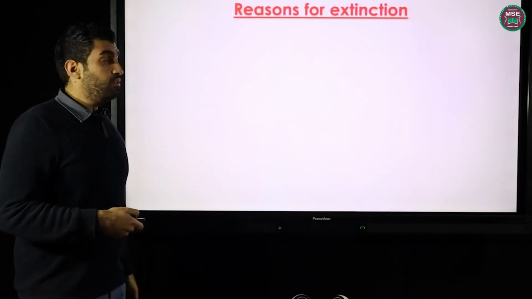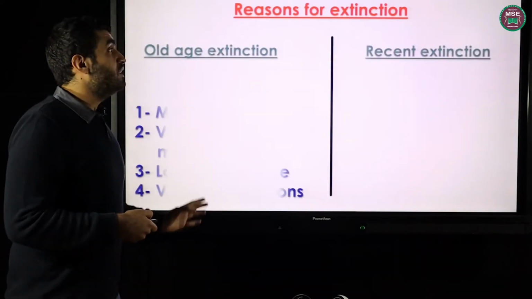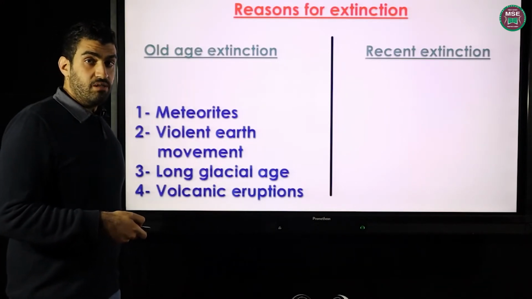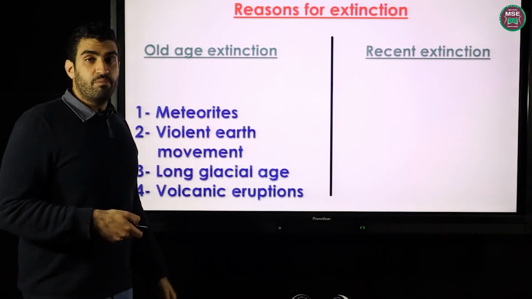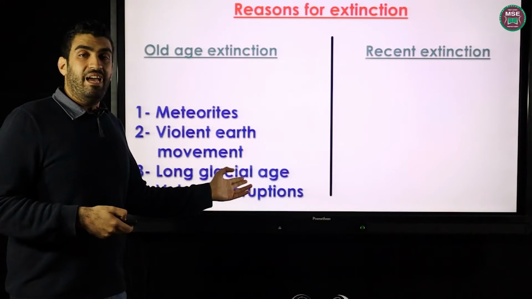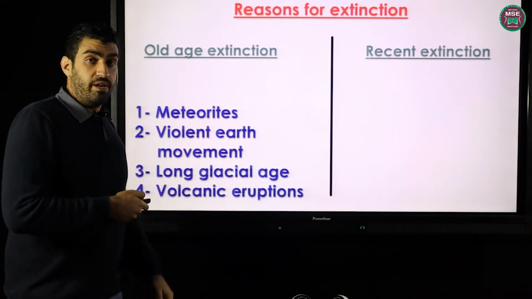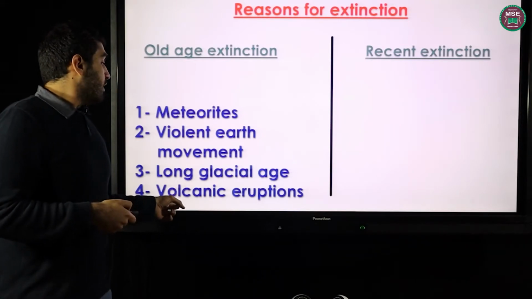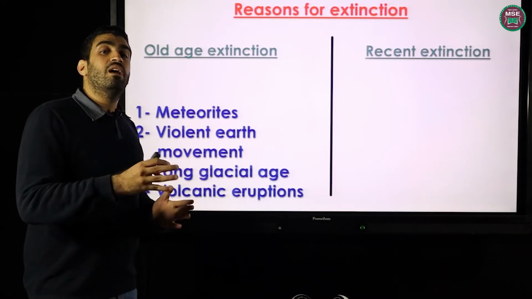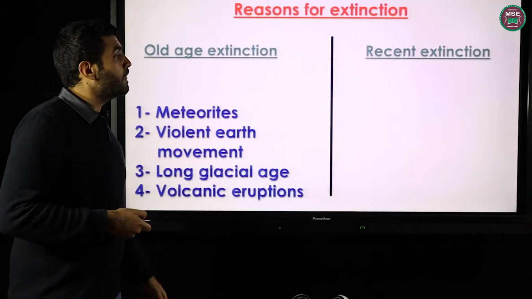Reasons for extinction. In the old ages and in the recent ages, we have different reasons. Old ages: meteorites from the sky, okay? Violent earth movement, earthquakes for example, and long glacial ages, long ice ages, no food, so many species died. Number 4, volcanic eruptions. When a volcano occurs in some place, it produces toxic gases, which can eliminate a whole species.